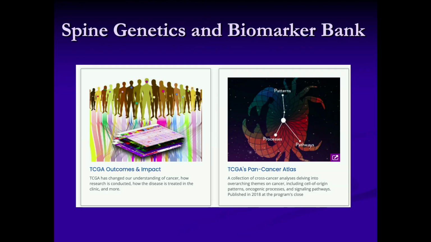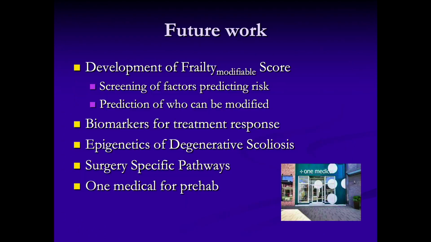We hope to leave this as a lasting legacy for some of the younger surgeons here to play with in the future. It should be something that can grow to thousands of patients over the years, and we think a lot of answers are going to come out of that. Most importantly, probably the lowest hanging fruit is to develop a frailty modifiable score, the identification of a patient that can be improved and modified prior to surgery.